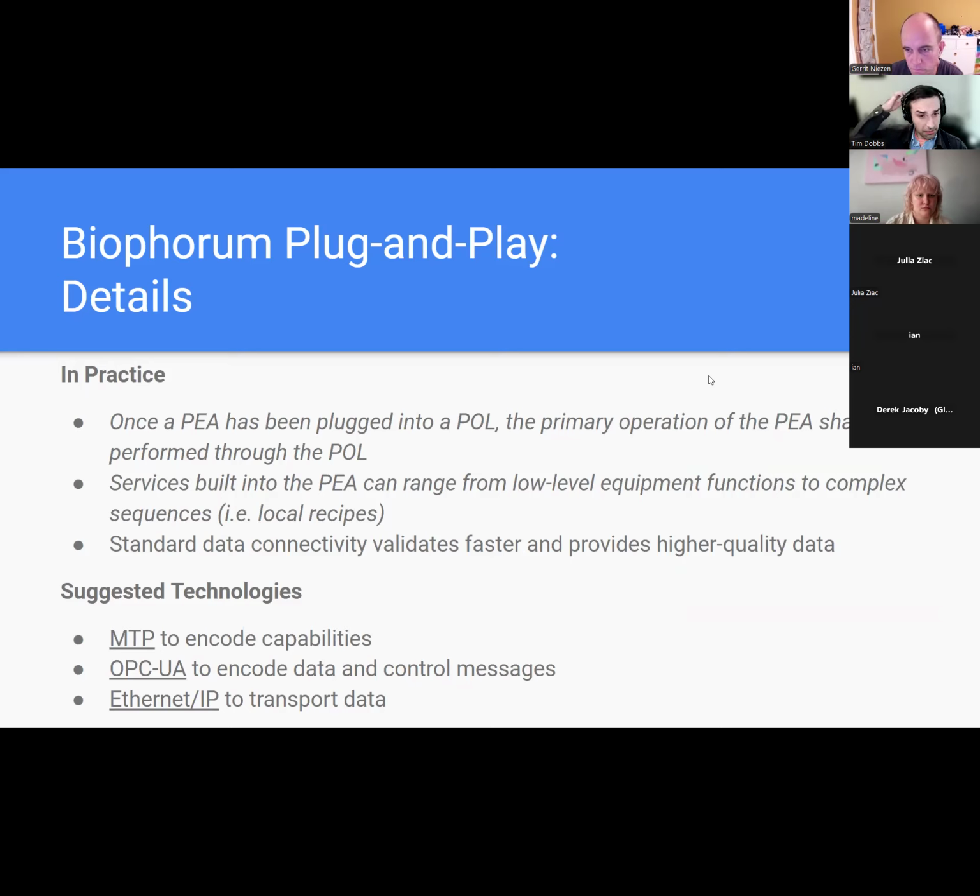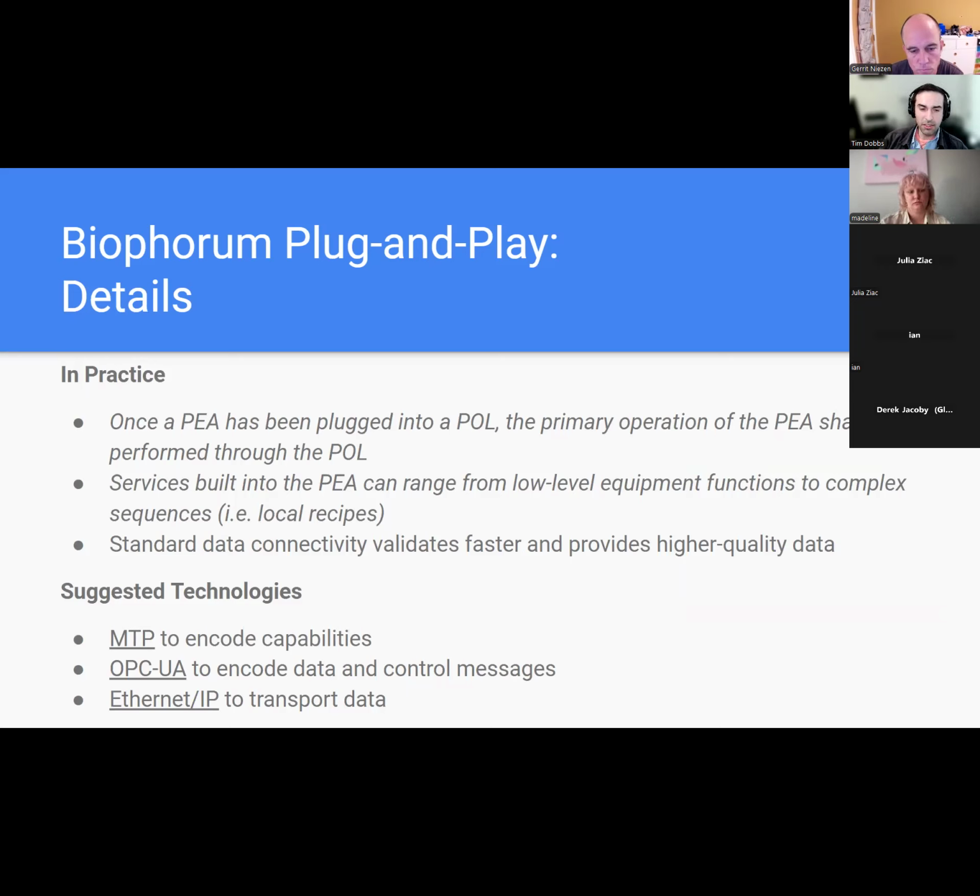And then this isn't a direct quote, but I'm paraphrasing that standard data connectivity validates faster and provides higher quality data. This is one of their compelling points, as being in biopharma, validation is so important. From a regulatory perspective, you have to be able to say, yes, I am proving that this thing does the same thing in the same way every time, and thus the product is safe.